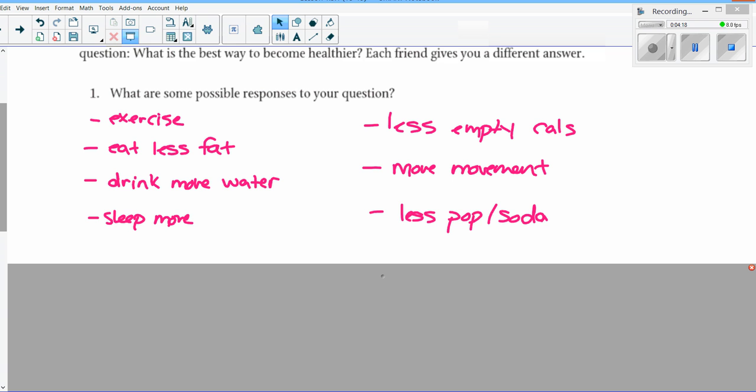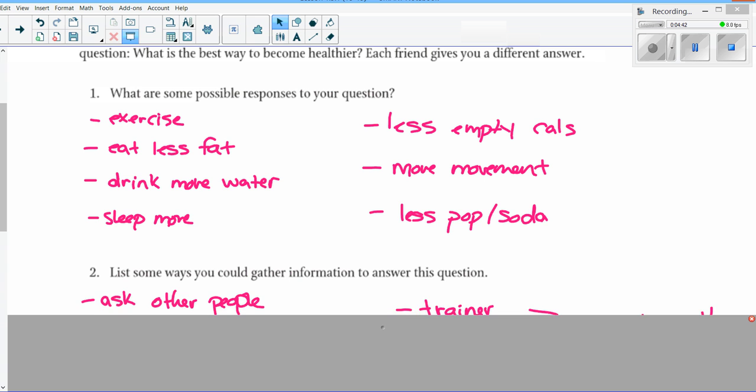So some of their answers were, in order to become healthier, or the best way to become healthy, they said to exercise, eat less fat, drink more water, sleep more, eat less empty calories, have more movement, and have less pop or soda that you're drinking. Okay, so again, pause and make sure that you write all of those down.